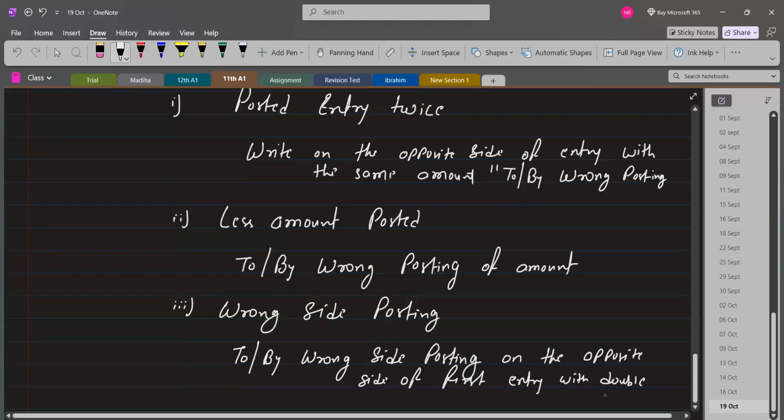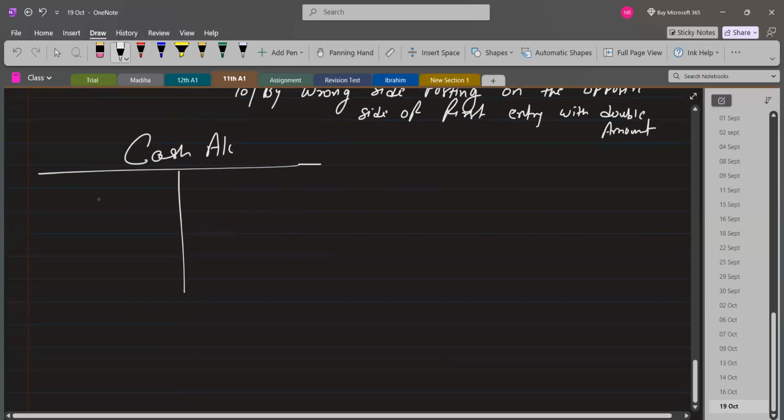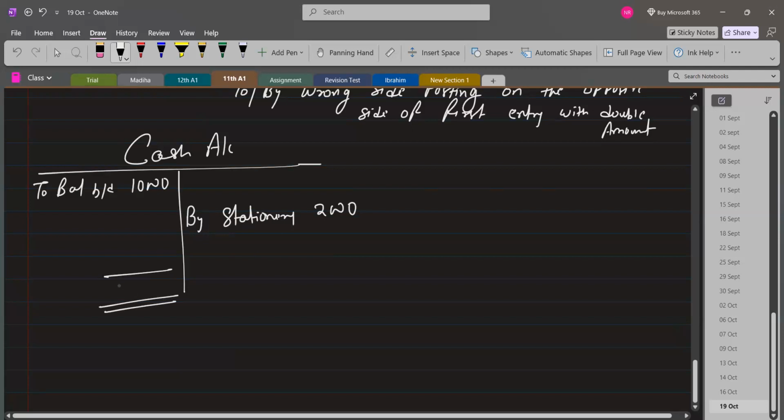This is confusing. Why double amount? Means, let's say that this is your cash account, and the cash account opening balance is given, let's say 10,000, and there should be an entry on the credit side by stationery 2,000. So in this case, the balance should be 8,000. Yes or no?